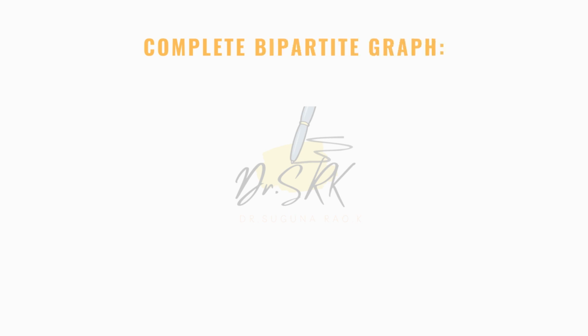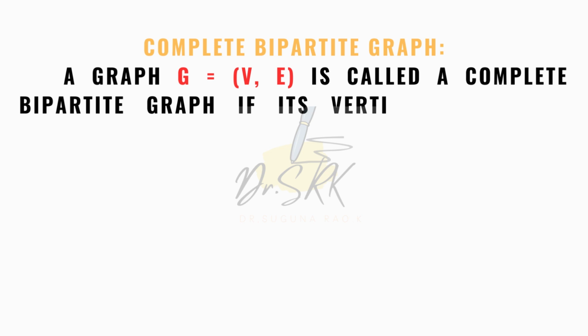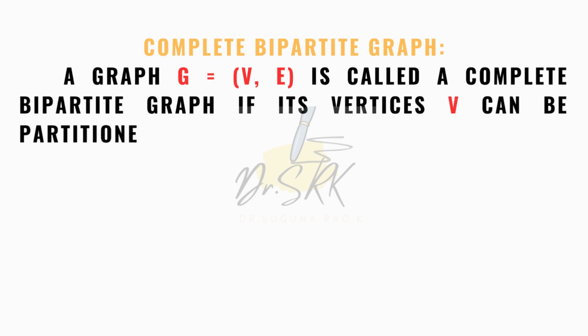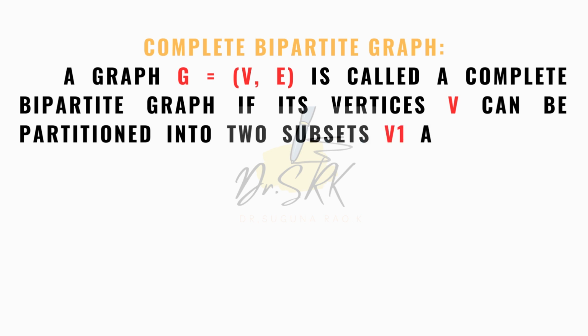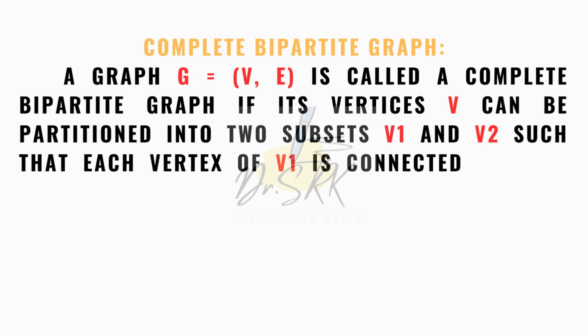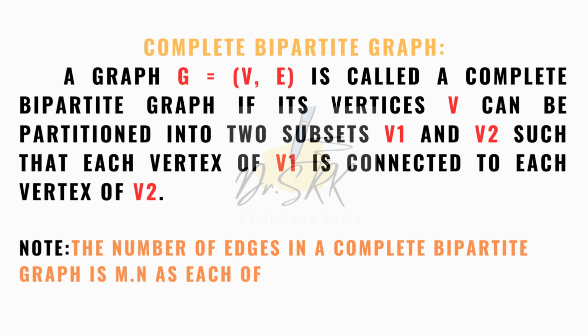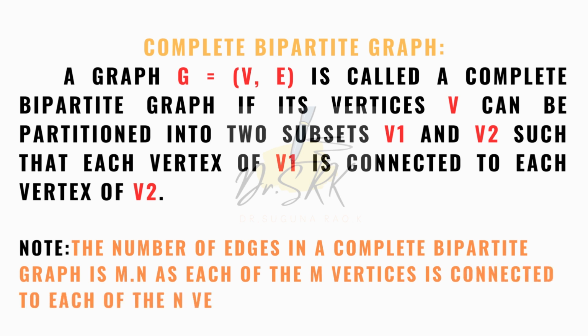Now, complete bipartite graph. A graph G is called a complete bipartite graph if its vertices V can be partitioned into two subsets V1 and V2 such that each vertex of V1 is connected to each vertex of V2. Here, a very important note, the number of edges in a complete bipartite graph is m into n, as each of the m vertices is connected to each of the n vertices.